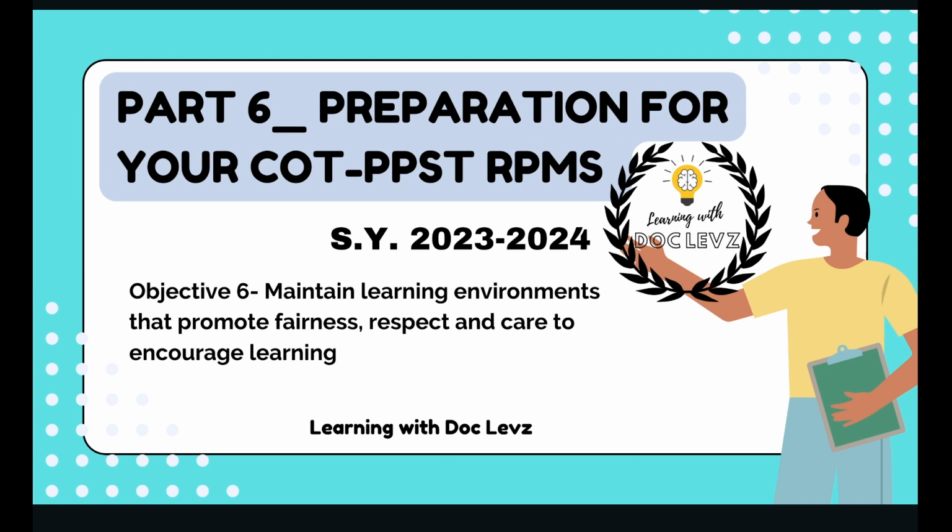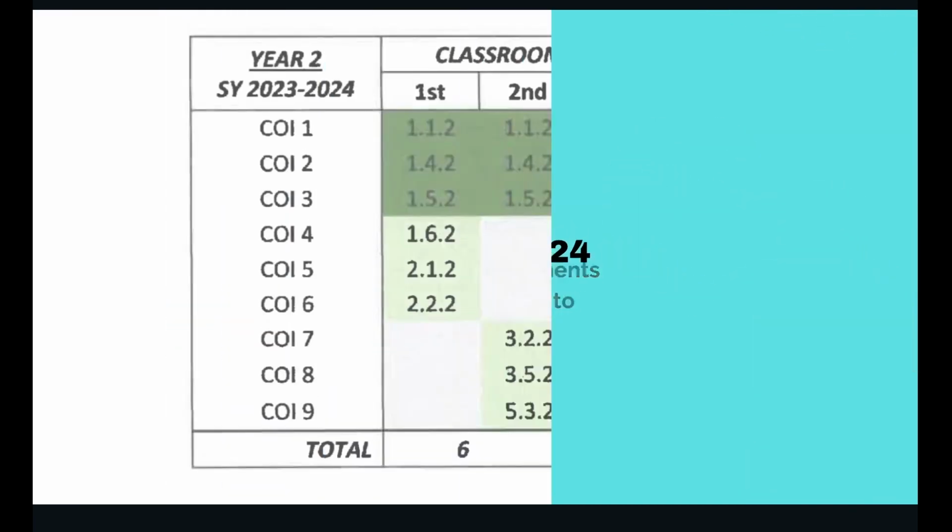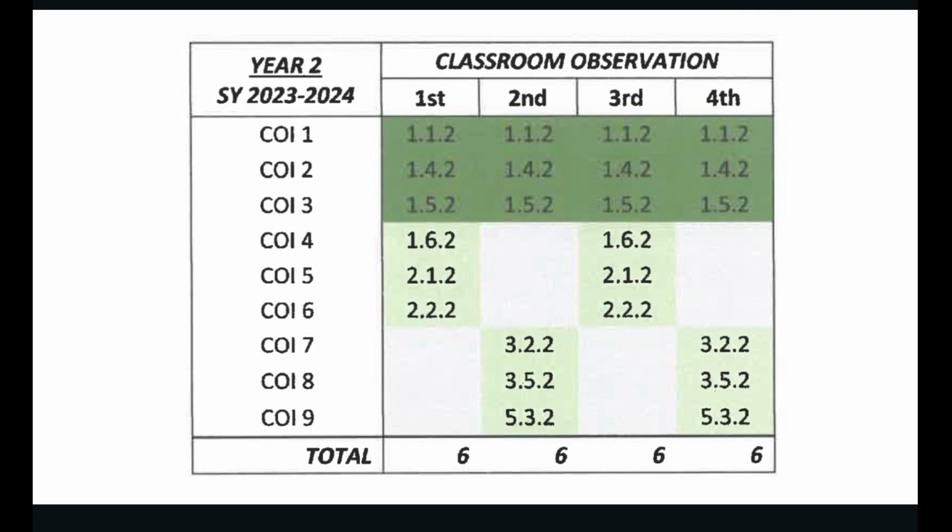So let's also take note that this is part of the first grading and the third grading COT demonstration that you have to do as per DepEd Memorandum Series of 2023. As you can see here, classroom observation indicator numbers 1, 2, and 3 will repeat from first grading to fourth grading. But classroom observation indicator number 6 will only be done for first grading and third grading. So this is Strand 2.2.2. Okay, so what is classroom observation indicator number 6?